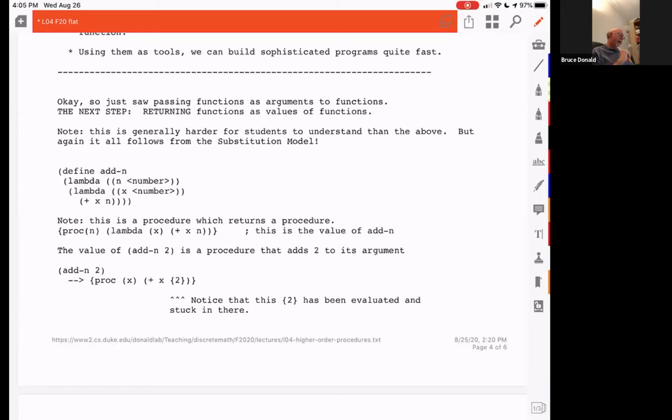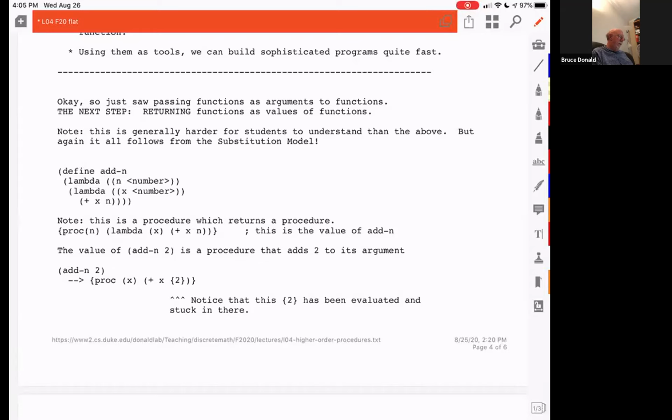So what type is add n? Well, obviously it's a procedure because the outer lambda is going to return a thing of type procedure, but then that gets bound to add n. That's good. But what does add n do when it gets called? Well, it's going to call lambda again on the fly, which is going to make a procedure and then return it. That's the reason this thing returns a procedure.